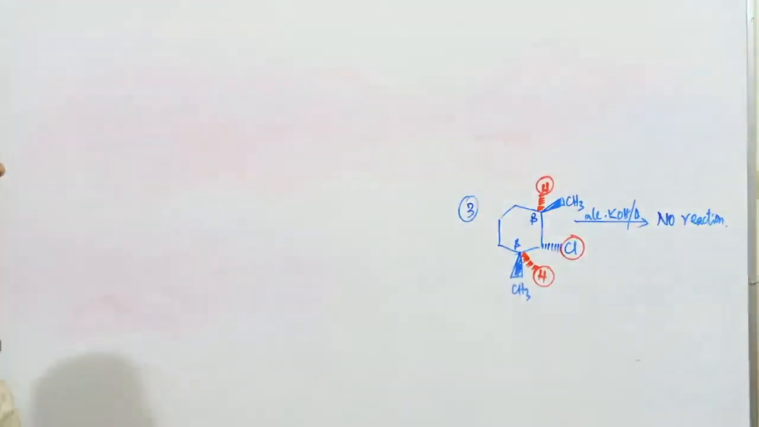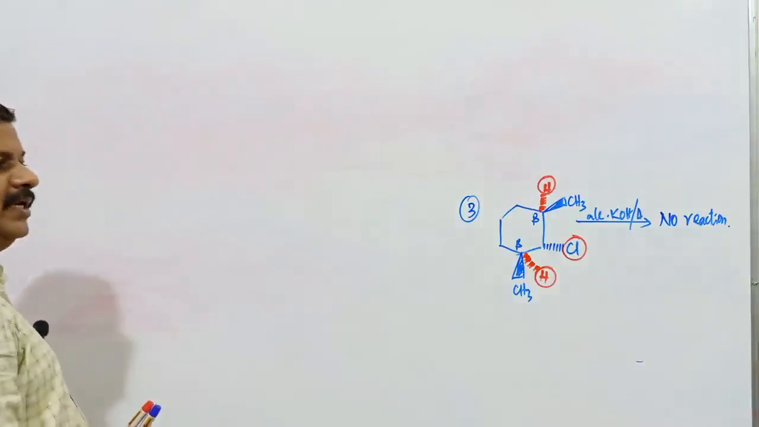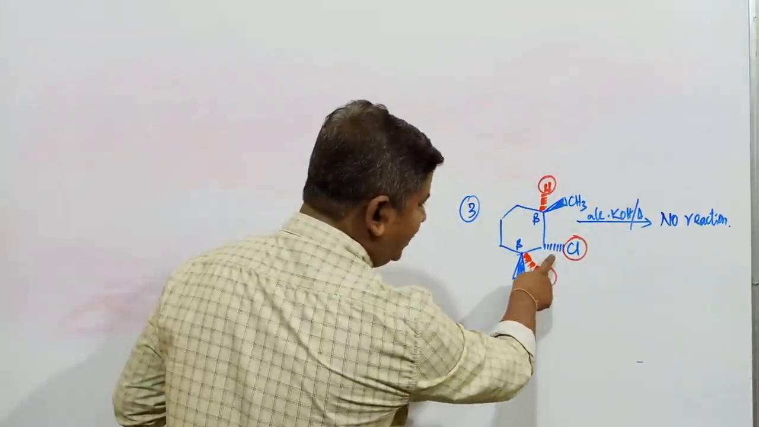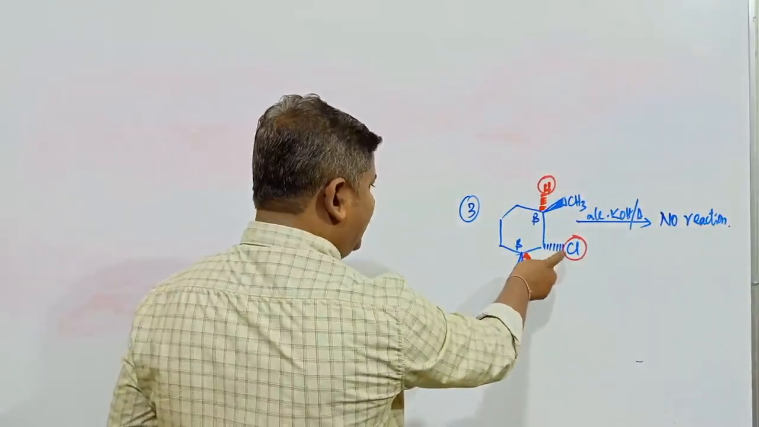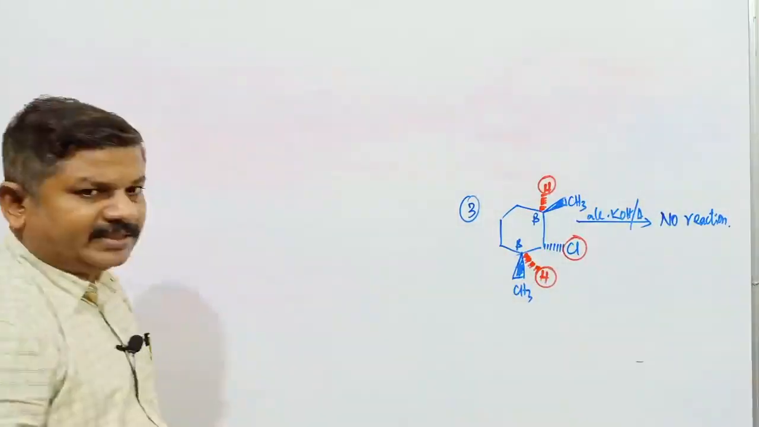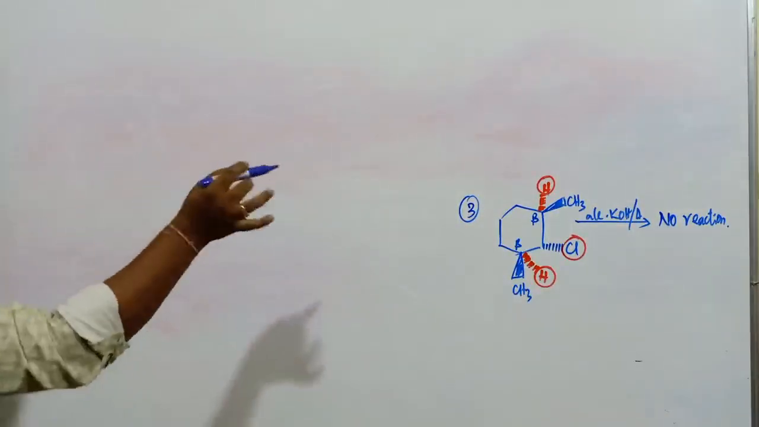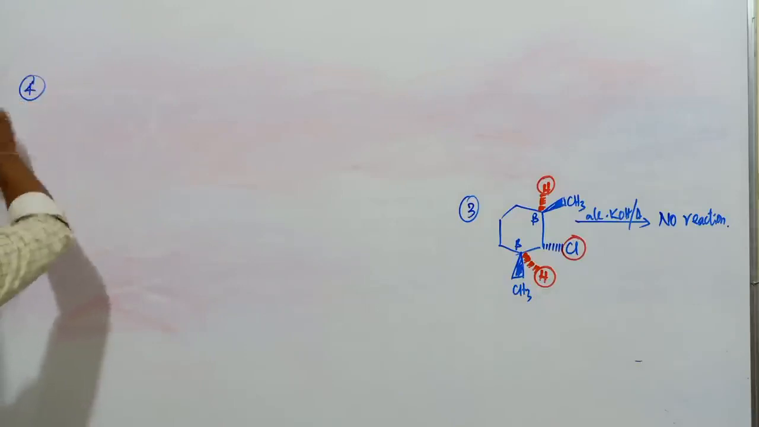With respect to that molecule, no reaction, because there is no possibility of dehydrohalogenation. Chlorine is present in dash bonding, and hydrogen is also present in the same structure, both in the same direction. It is not an anti-periplanar position, so dehydrohalogenation does not occur and there is no reaction.